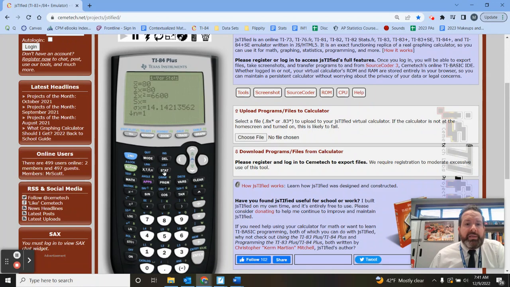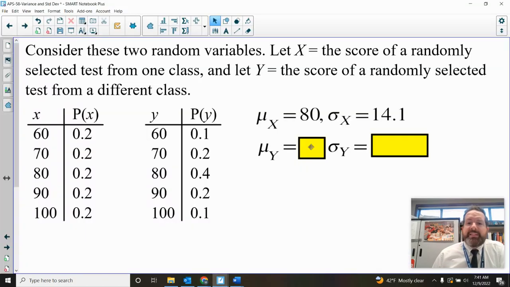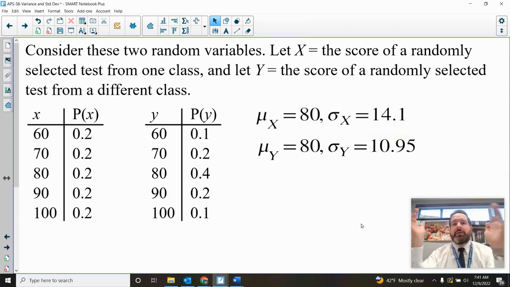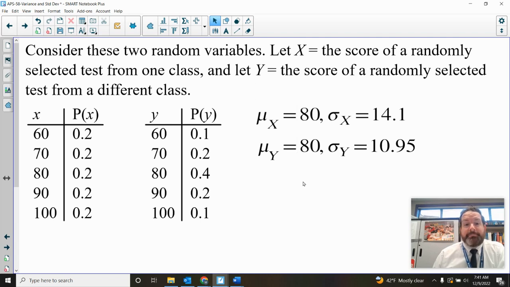Let's do, again, stat, calc, one variable stats. This time, change your frequency list to the second set of probabilities. Okay, expected value is the same. They were both centered at 80. But for the standard deviation, sure enough, it's a little bit smaller. That's because with more scores in the center, you have less variability overall. It's more likely that we are close to that expected value in the middle.